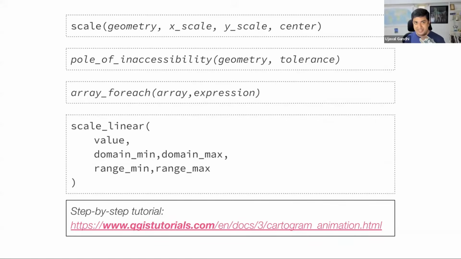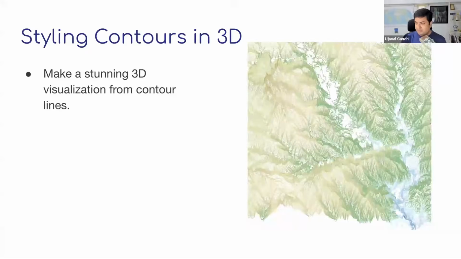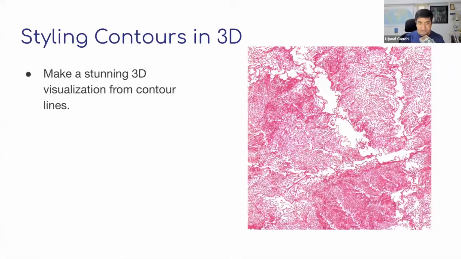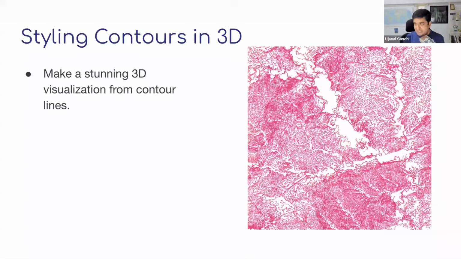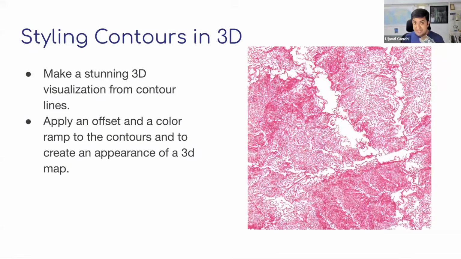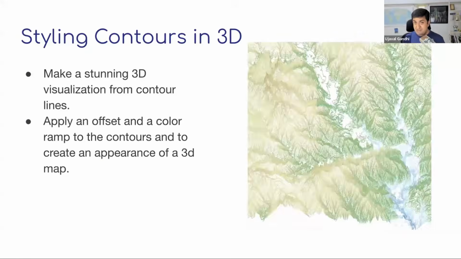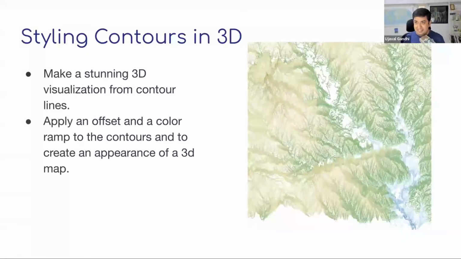Let me show you one more example of using expressions, but for creating a new visualization. What we want to do is take a layer of standard line contours and turn this into a 3D visualization that looks like this. We will learn how we can use expressions to dynamically change the geometry and create a new version of that contour geometry so that it looks like 3D.